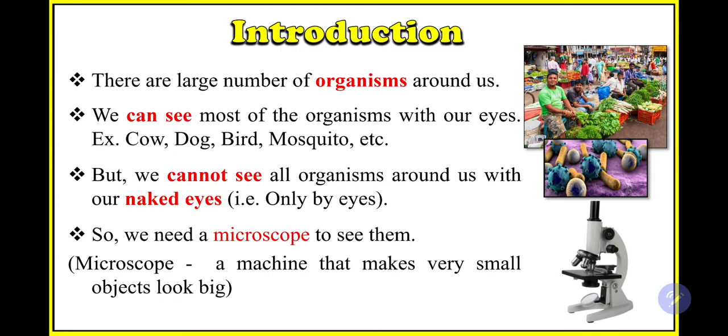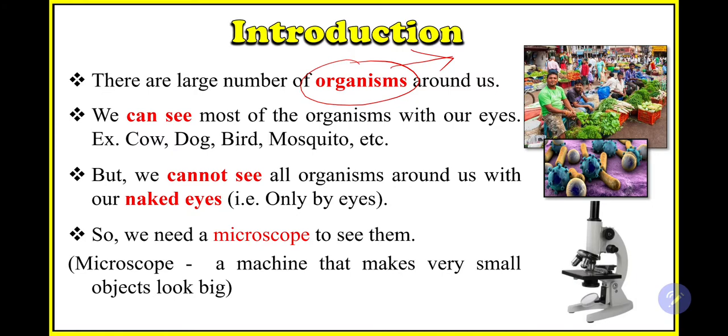In our daily life, we see a number of organisms around us. So what is an organism? Any living thing you can consider as an organism. A man is an organism, a cow is an organism, a bird is an organism, a mosquito is an organism, a plant is an organism. So in our daily life we can see a number of organisms with our eyes.